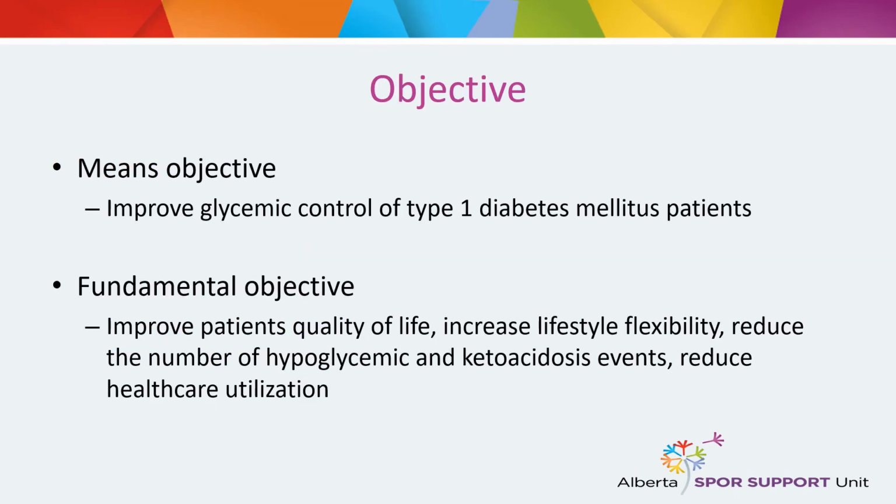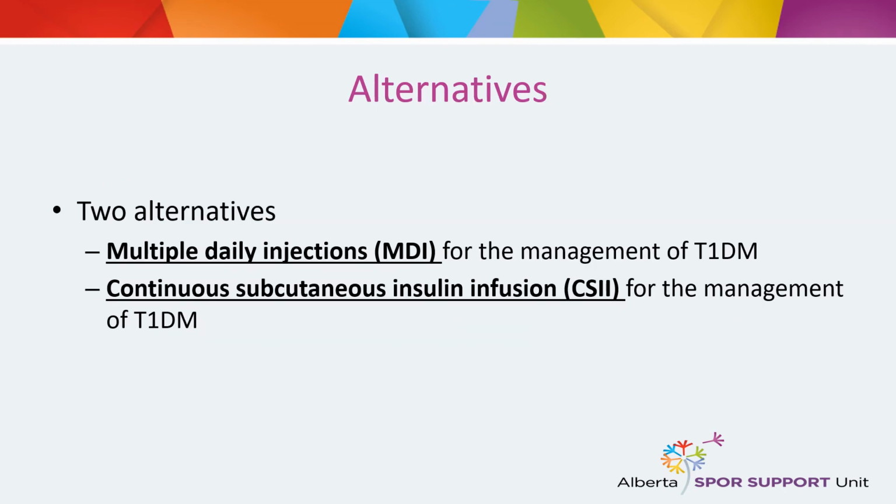The immediate objective of continuous subcutaneous insulin infusion is to improve glycemic control of patients with type 1 diabetes. The fundamental objective is to improve patients' quality of life, increase lifestyle flexibility, reduce the number of hypoglycemic events and ketoacidosis events, and reduce healthcare utilization. In our example, there are 2 alternatives: multiple daily injections, the gold standard for the management of type 1 diabetes, and the technology in question, continuous subcutaneous insulin infusion.